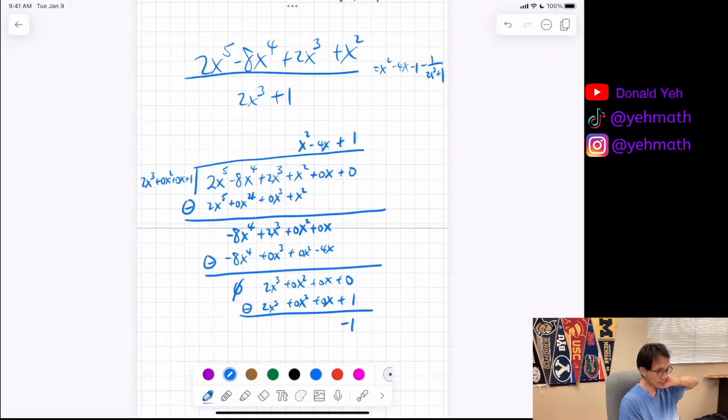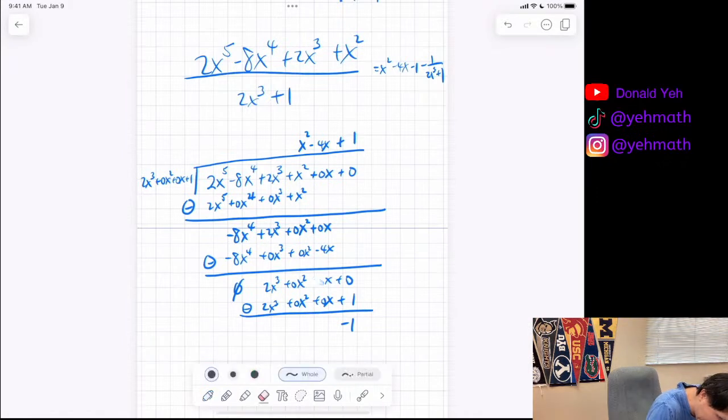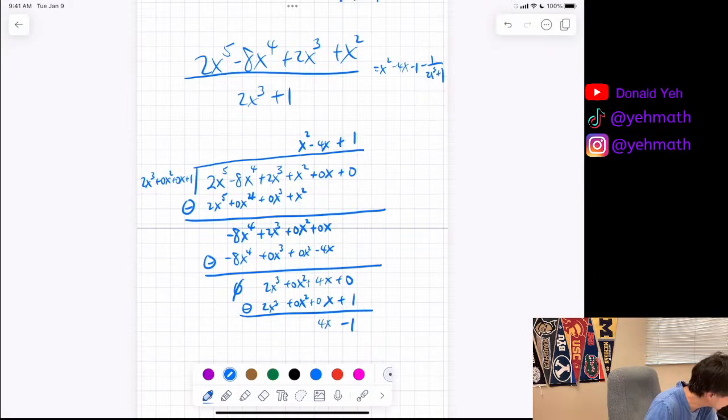The second one, when you said negative 8x to the 4th plus 0x to the 3rd plus 0x squared minus 4x, where did the 4x go? Ooh, you're right. See, those are things that you should pay attention to. Thank you. So this one's positive 4x, right? My bad. Thank you, Austin. Okay, so this one is plus 0x. So this one's 4x, right? Is that right? Yeah. So 4x minus 1. So this is a plus 4x minus 1.